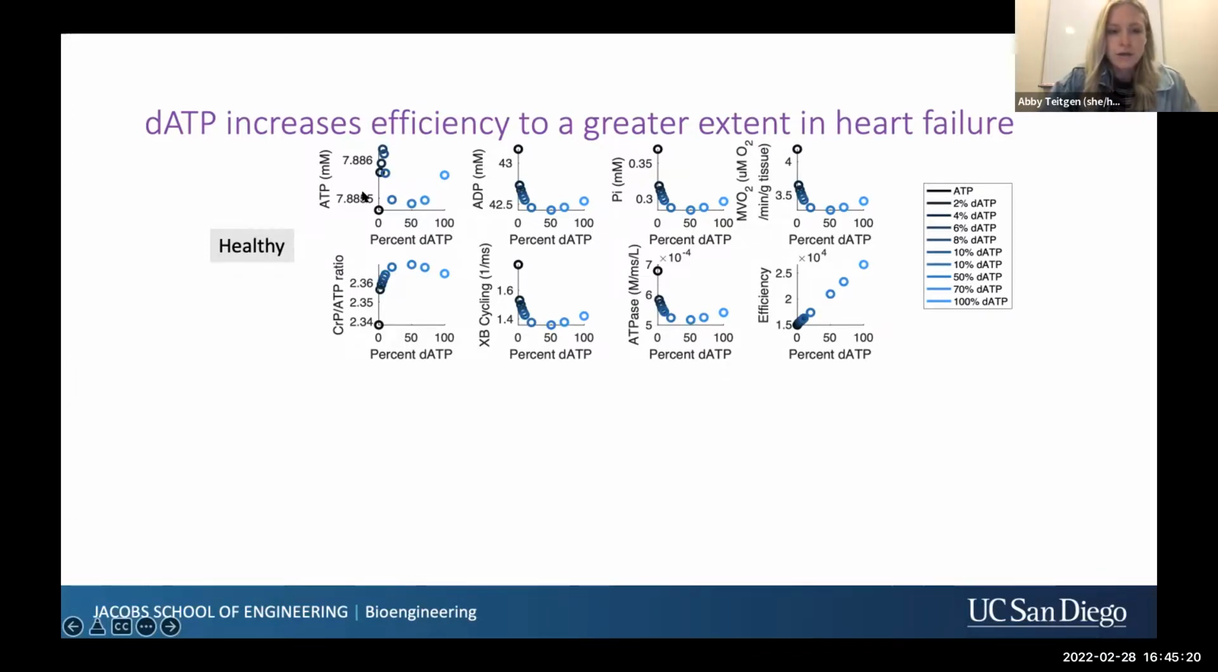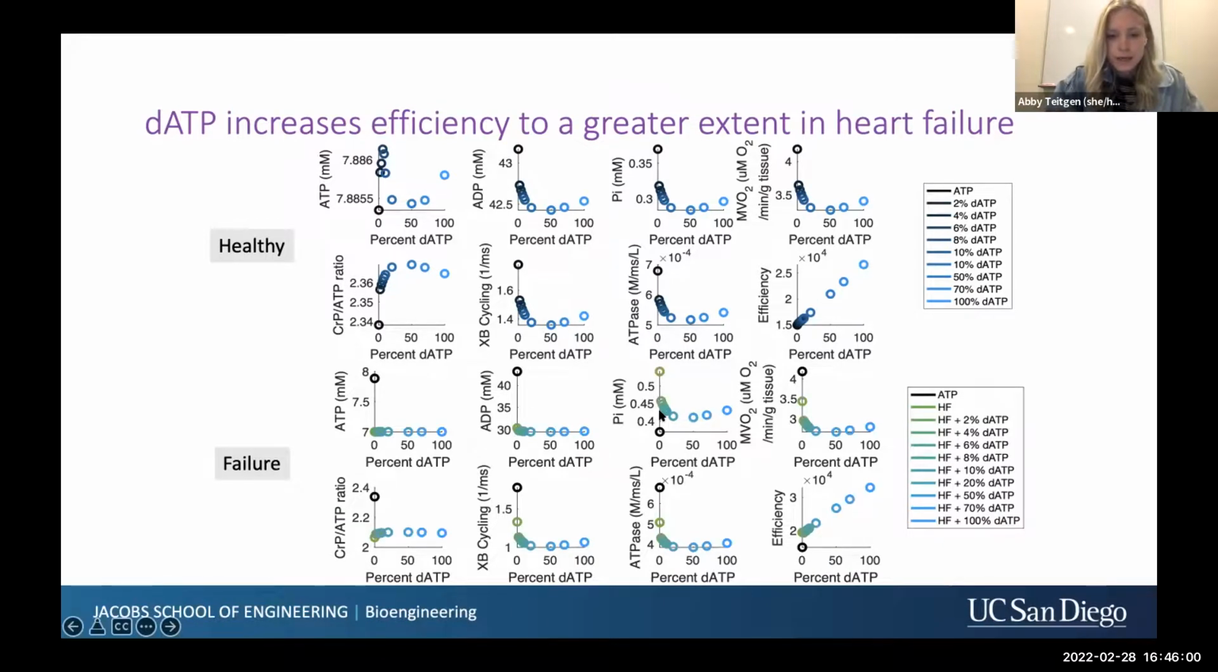And so I have on the top concentrations of ATP, ADP, and inorganic phosphate. And then I have some other metrics of energetic function here, like myocardial oxygen consumption, creatine phosphate to ATP ratio, which is a good indicator of metabolic function, and then cross-bridge cycling and ATPase rate. So in general, with dATP, we see increases in ADP and inorganic phosphate concentrations at higher levels of dATP, and a decrease in the creatine phosphate to ATP ratio. And so this matches up with what has been measured experimentally with dATP.